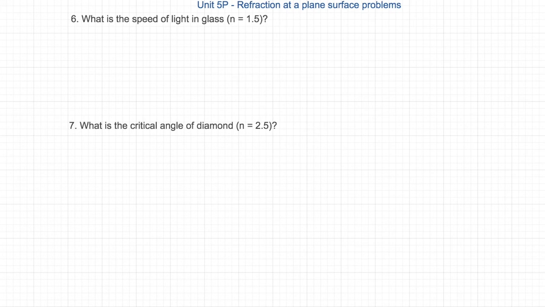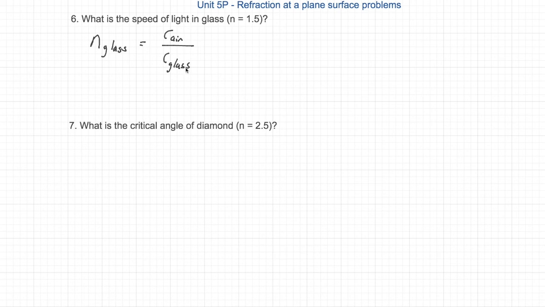Question 6, what is the speed of light in glass? N equals 1.5. Now I said in Unit 5 that the index of refraction is related to how much a material slows down light. And here is the formula that you can use to calculate that. So the index of refraction of a material, in this case glass, equals the speed of light in air divided by the speed of light in that material, in this case glass.